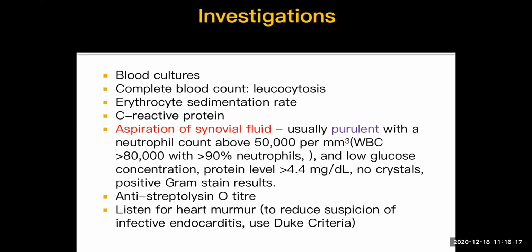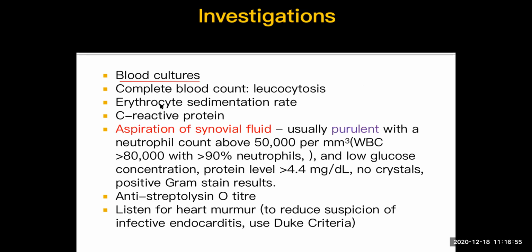What investigation would you like to do in a case of septic arthritis? Let's talk about it now. Blood culture. Now, why is blood culture necessary here? Who can answer this? Why? Maybe hematogenous spread. Exactly. Because remember, one of the mechanisms is hematogenous spread. The bacteria which are present in the blood may enter into the joint and cause the disease. That's why blood culture is a very, very necessary investigation.